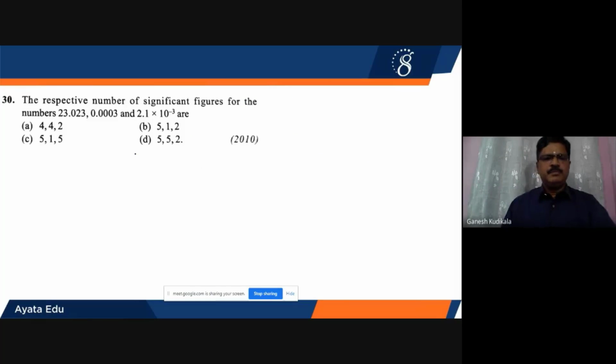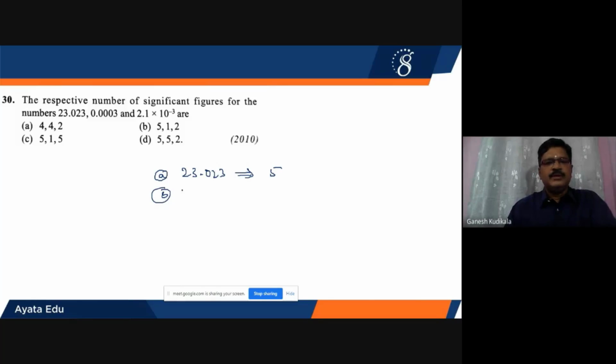30th one, this is basically based on the significant figures. Now we are supposed to identify the number of significant figures in the 3 numbers that have been given. First one we will take up, 23.023. Zero in between two significant figures is also significant. Therefore 1, 2, 3, 4, 5. 5 are the significant figures.